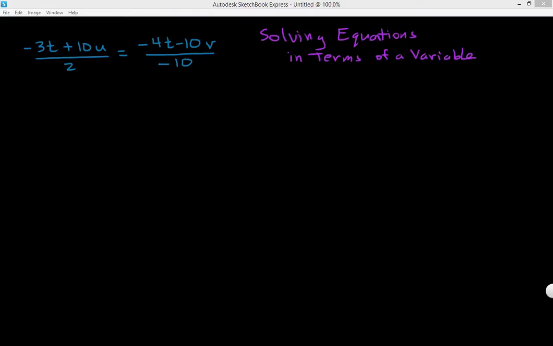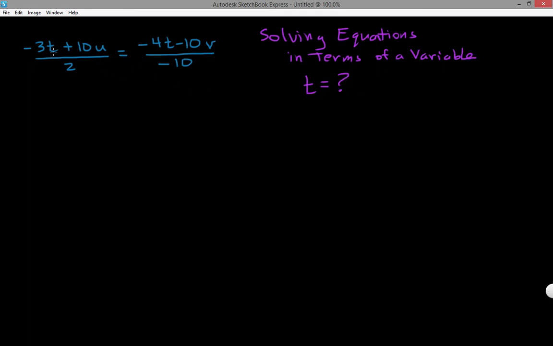This video is going to show you how to solve equations in terms of a variable. If I look at this equation, I'm actually going to solve for t, which means when I'm done, I'm going to find out that t equals something. Now it says in terms of a variable.